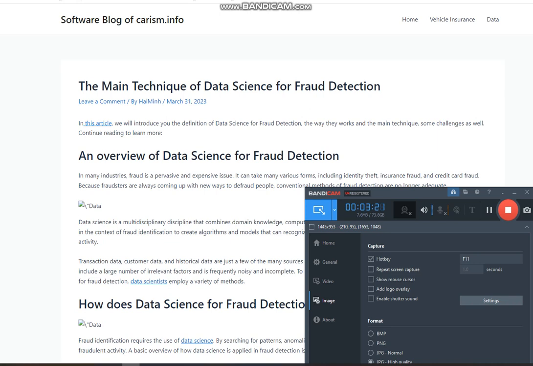The main techniques of data science for fraud detection. A common method for extracting features is anomaly detection. Finding odd trends or events in the data that might point to fraud requires anomaly detection. A credit card transaction that is significantly bigger than the customer's usual spending pattern, for instance, might be deemed suspicious.